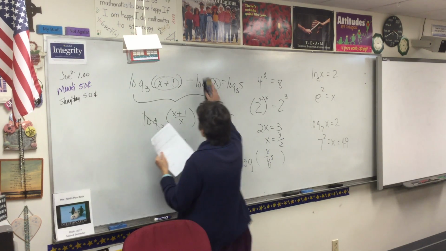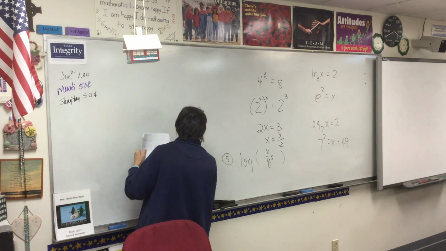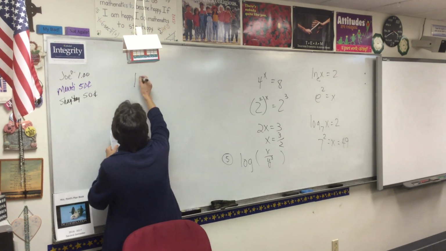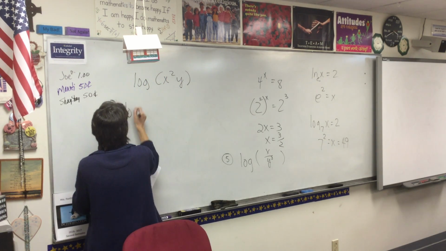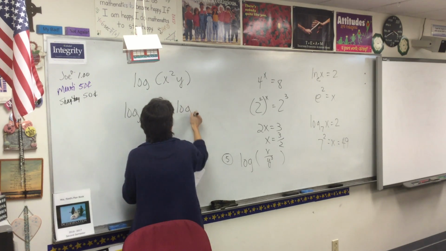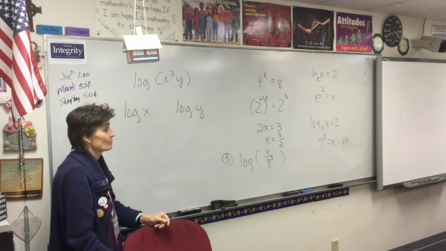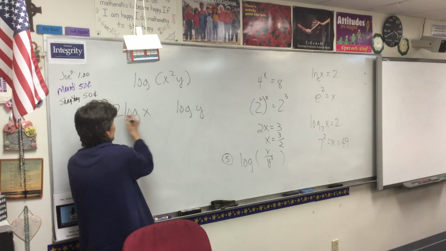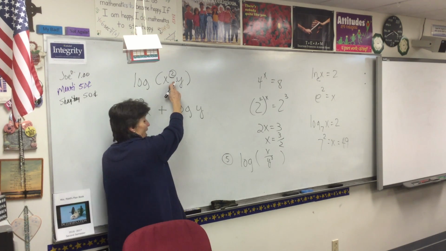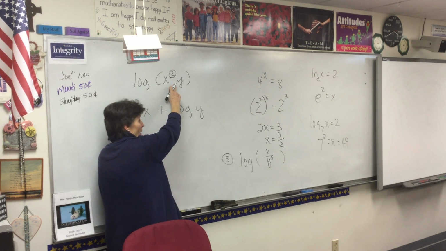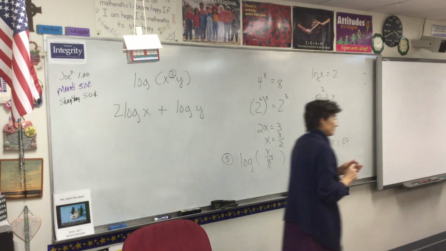And then 6 is the opposite. When you split it up, remember that you have to have a log x and a log y. You have to have a log for each letter. There'd be 2 log x plus 3, 2 of these because of that, right? Plus log y. Plus, because that is a multiplication. And that's all there is to it.